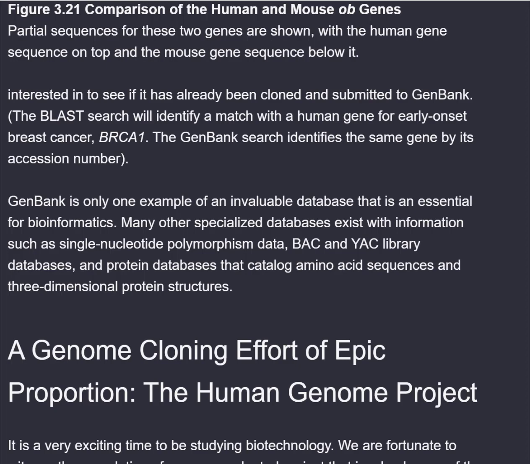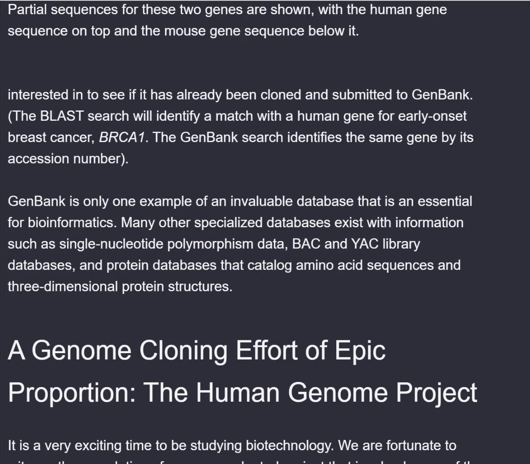Figure 3.21 Comparison of the human and mouse OB genes. Partial sequences for these two genes are shown, with the human gene sequence on top and the mouse gene sequence below it.